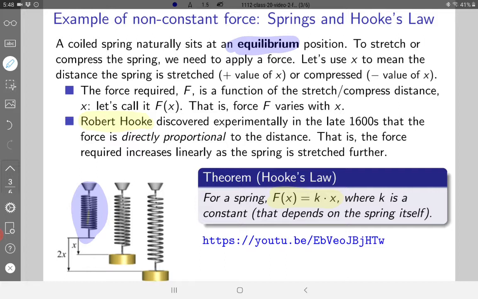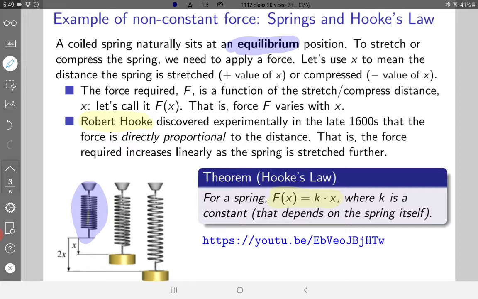Hooke's law says for a spring, the force required to hold the spring at a certain distance away from equilibrium is a direct multiple of that distance. And in this case, k is a constant that depends on the spring itself, the metal material that it's made out of, how tightly it was wound when it was manufactured. It's just a constant for any particular spring.